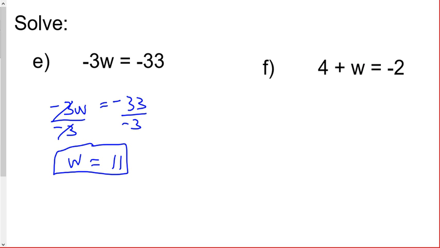Okay, I'd like you to go for it and try this one. What do I need to do? What do we need to undo in order to get W by itself? Give it a shot.